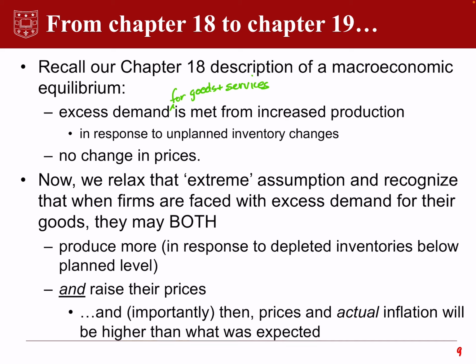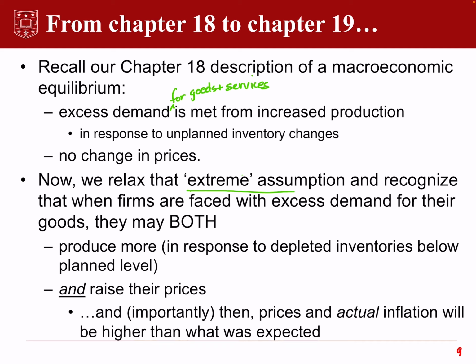And similarly, if there was weak demand, firms would see their inventories build up, and that would provide a signal for them to curtail production. So we saw this correspondence with the output gap and so forth. But through it all, in Chapter 18, we did not consider changes in output prices. Now, what we're going to basically do is just relax that very extreme assumption.